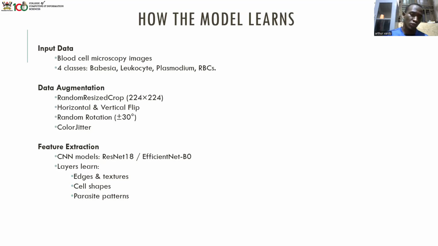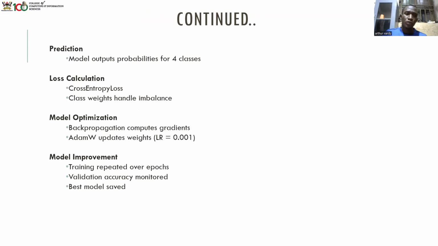Then you have the feature extraction. After the data augmentation, we shall now go to the stage where we select our model, which type of model to use. For example, in my case, I'm training my model using two model architectures, the ResNet 18 and then EfficientNet B0. Then you shall have the learning layers: the edges, the texture, the cell shapes, and then the parasite patterns, or the ring shapes. So then you shall go to predictions.